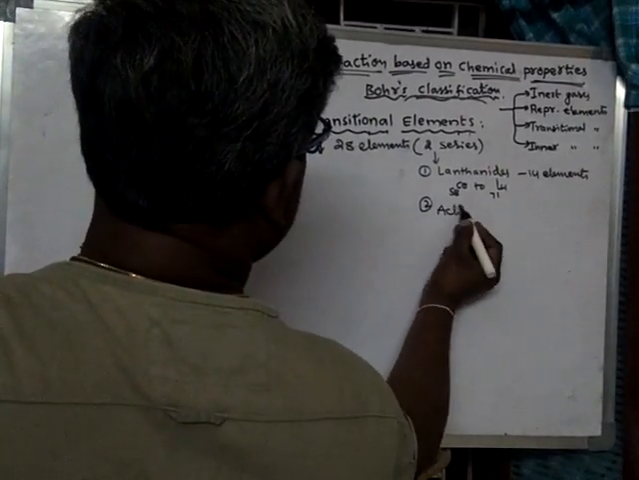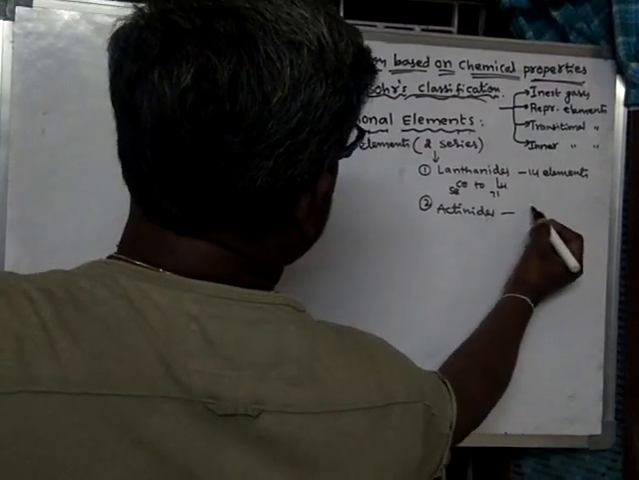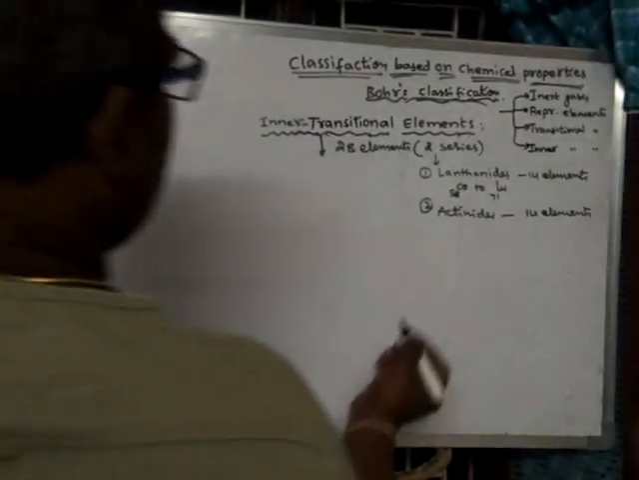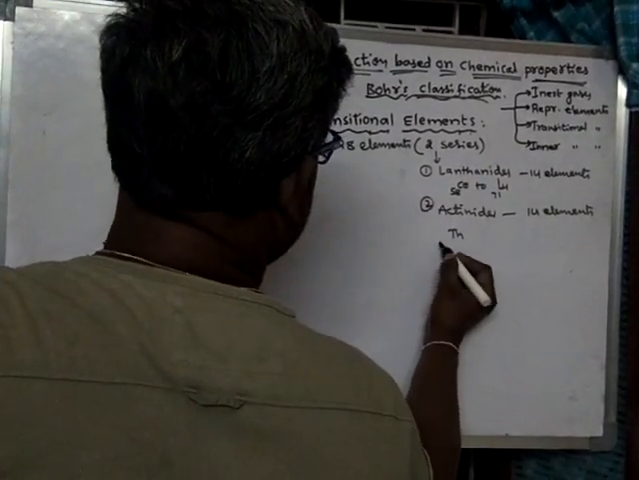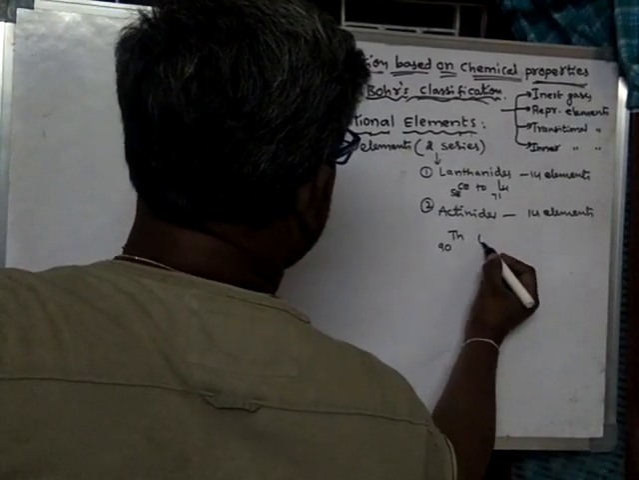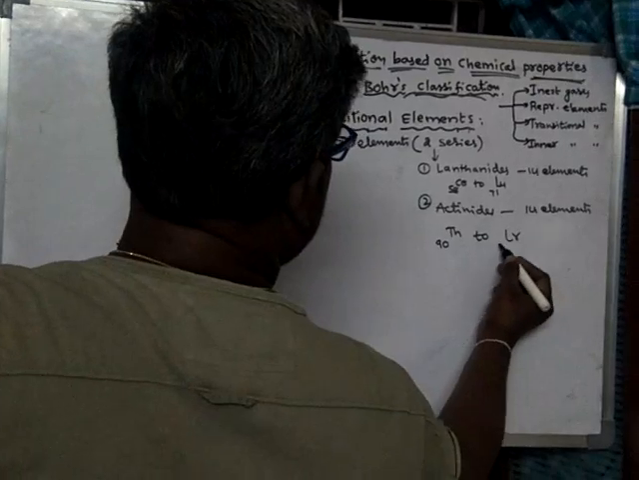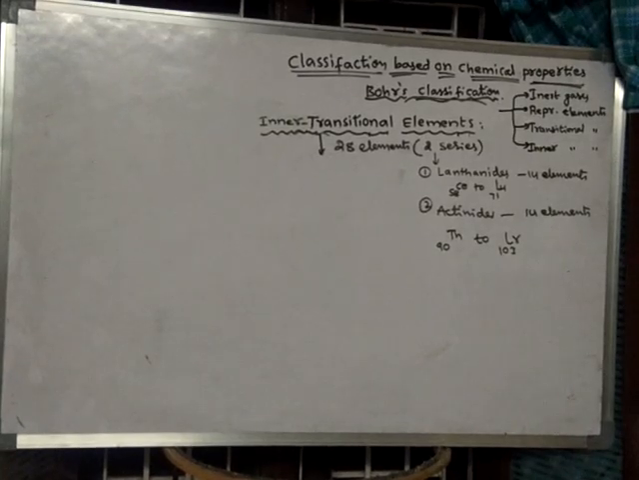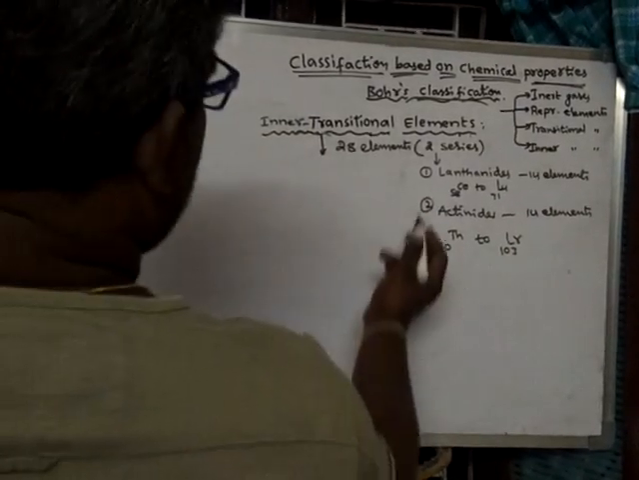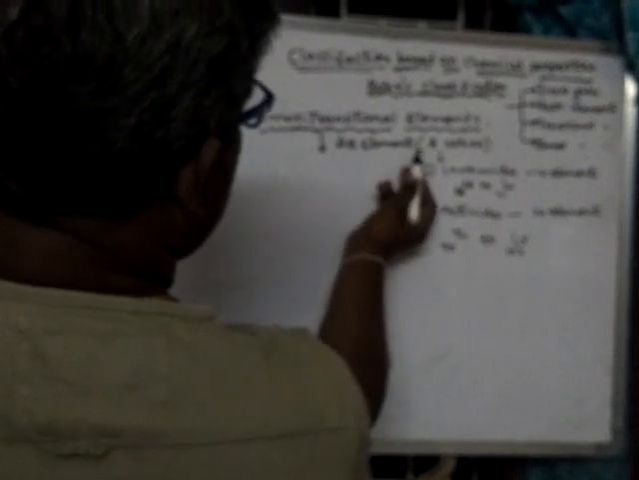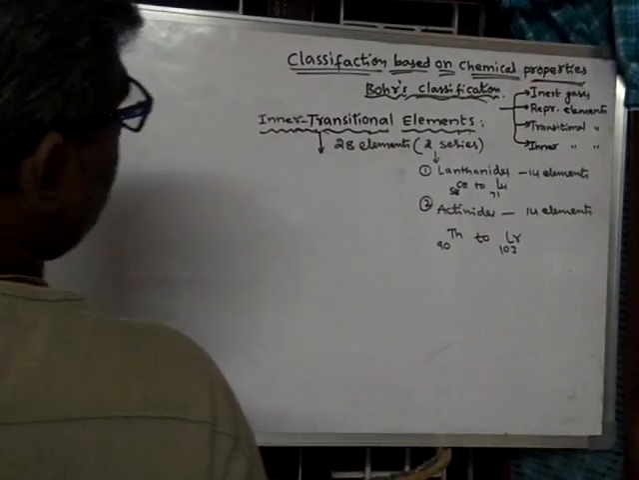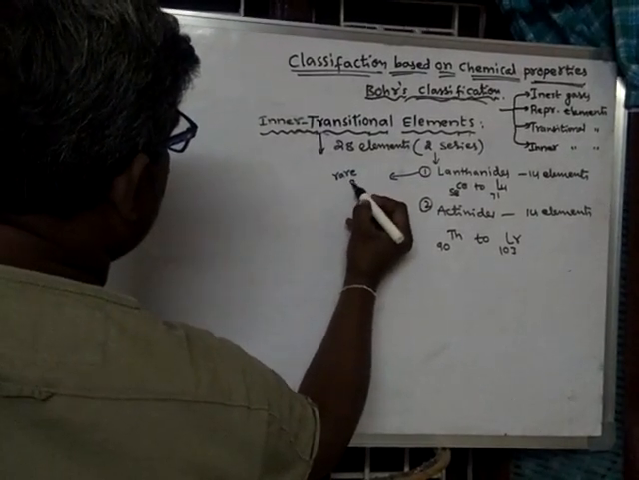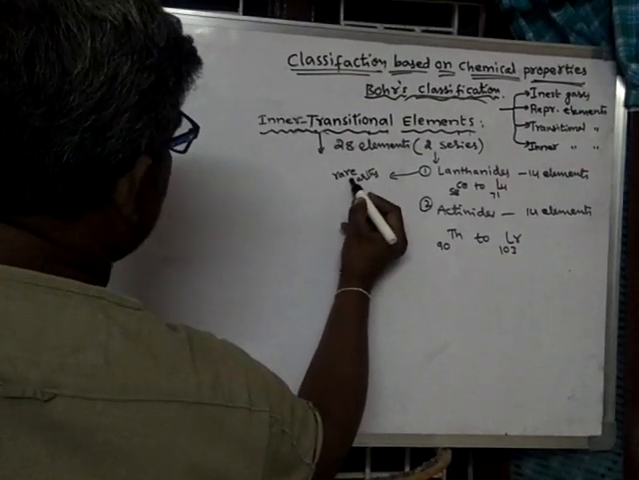And the actinides are also 14 elements. They start from thorium, whose atomic number is 90, to lawrencium, whose atomic number is 103. So altogether there are 28 elements made into two series. Lanthanides are also called rare earth elements.